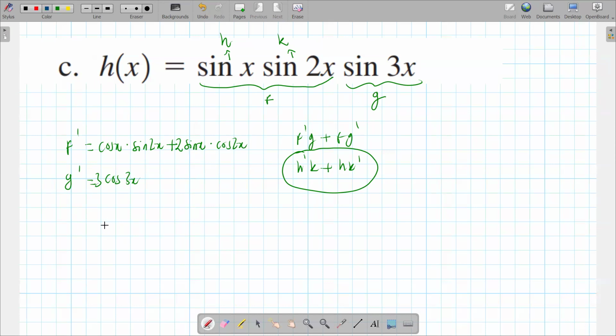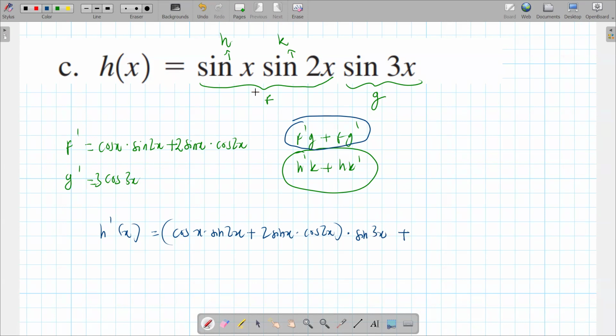Now I'm going to find the final answer. So h prime of x, the derivative, I'm going to be using this formula here, is going to be f prime g. So it'll be this entire thing, cosine x times sine 2x plus 2 sine x times cosine 2x. That's f prime times g as it is. So times sine of 3x plus f as it is. So original f was sine x times sine 2x, right? Times g prime, which is 3 cosine 3x. There we go. And that's the final answer.